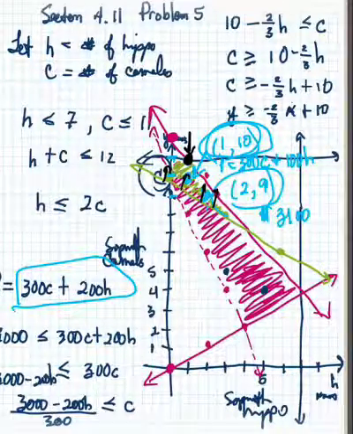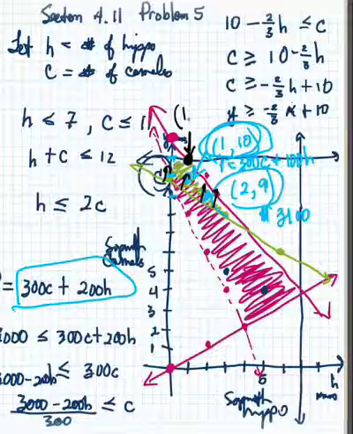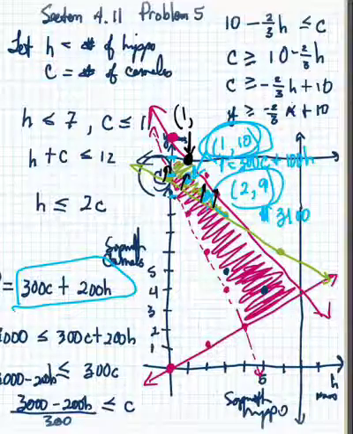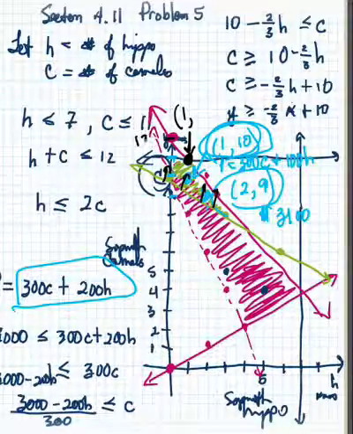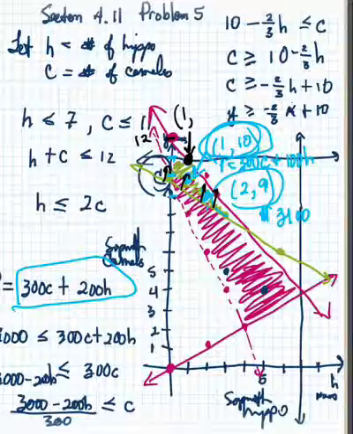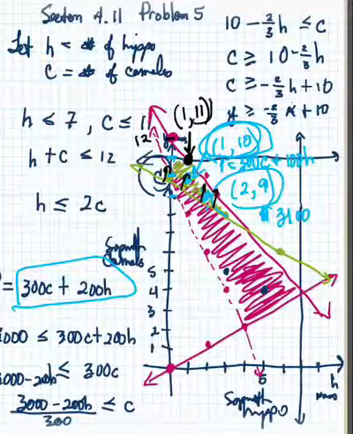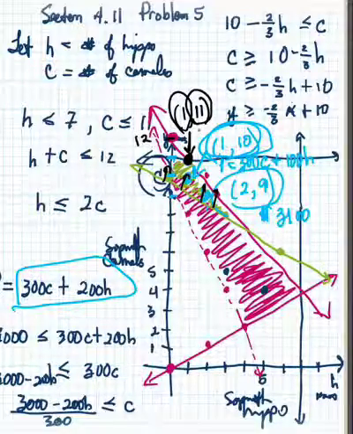Looks like that point is 1 hippo, and it looks like it's 5, 6, 7, 8, 9, 10, 11. Looks like it's 12. Oh no, it looks like it's 11. 11 camels. So 11 camels and 1 hippo is going to be my greatest profit right there.